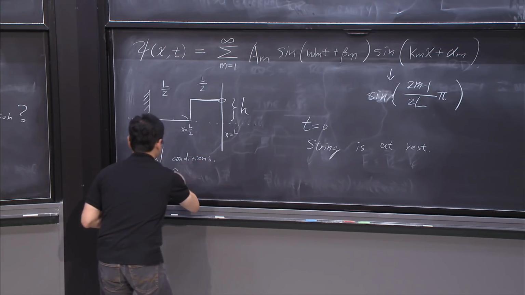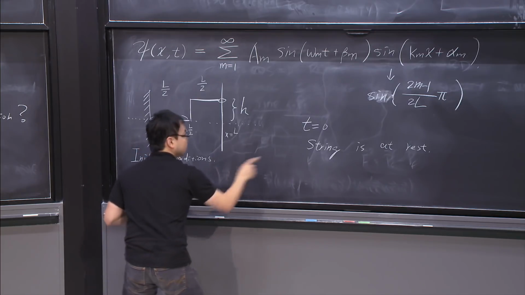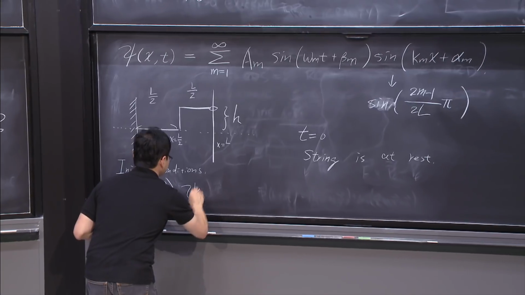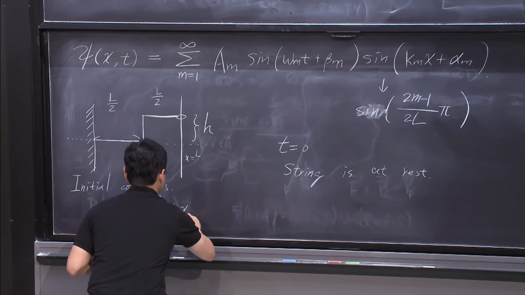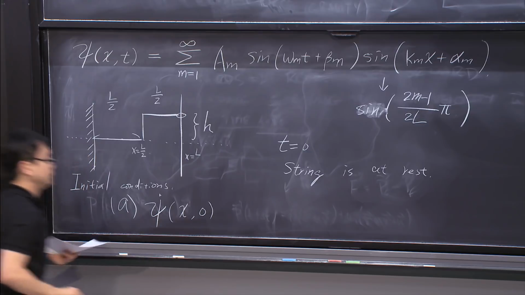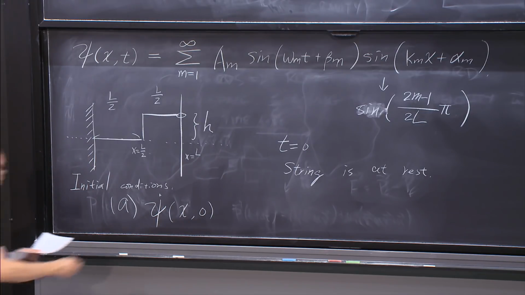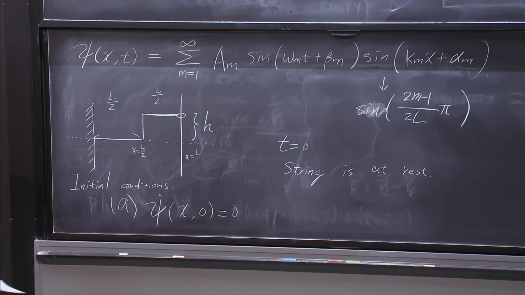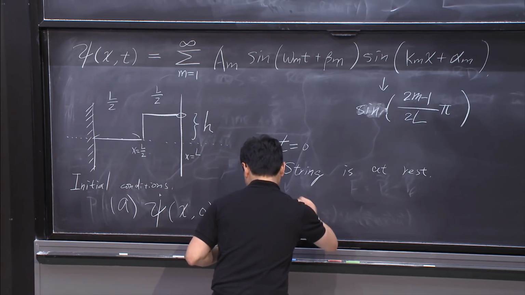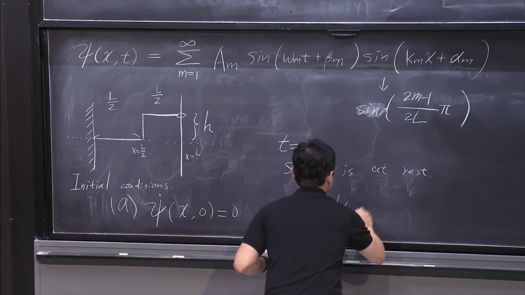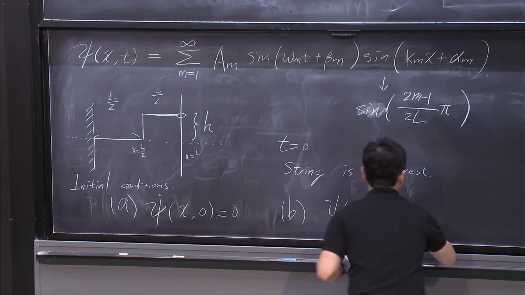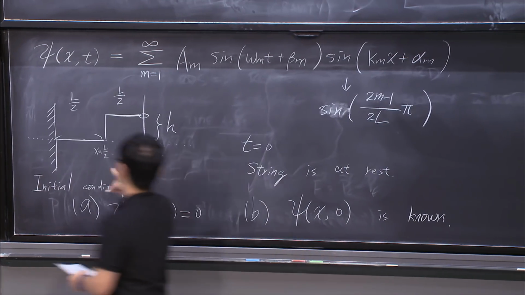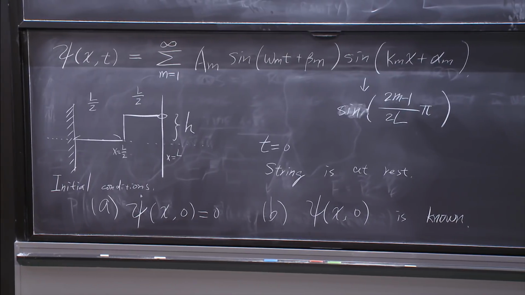The first one is that since the string is at rest, that means psi dot x evaluated at t equal to 0 is 0, right? Because the string is at rest. The second initial condition is that psi x0 is known, and it's actually shown in this graph.